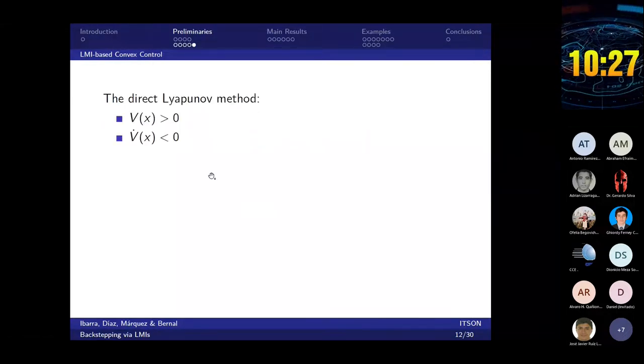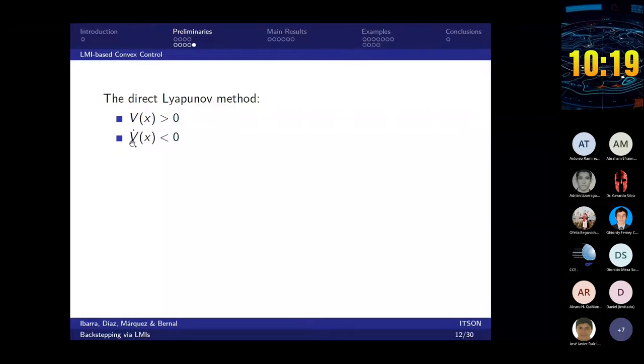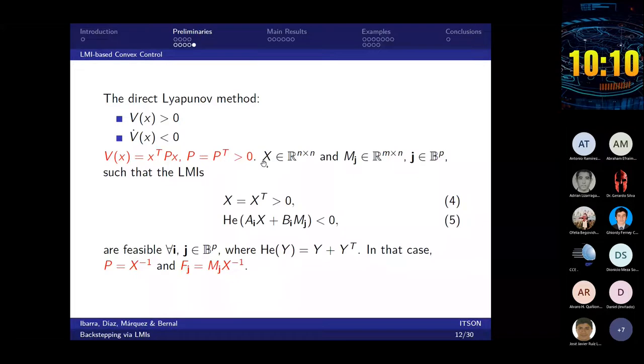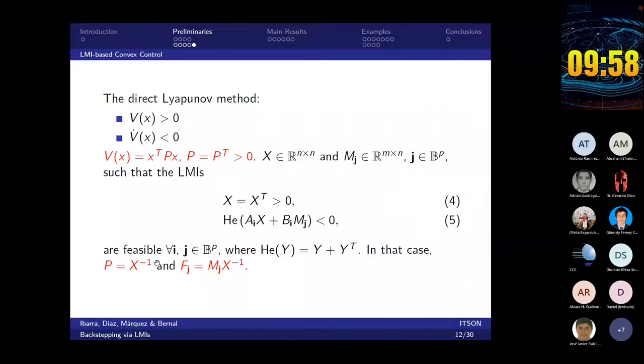If we use the Lyapunov method, we know that it states that we need to find a function that is positive definite, while its derivative is negative definite. We can use this candidate, a quadratic Lyapunov function, and we can reach these LMI conditions. If these LMI conditions are feasible, we can obtain the gains of the previous control law, the PDC control law, by making this operation below here.